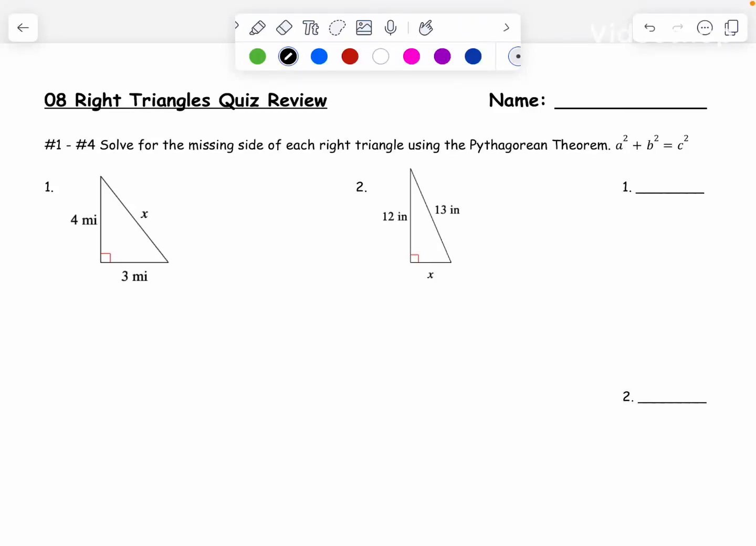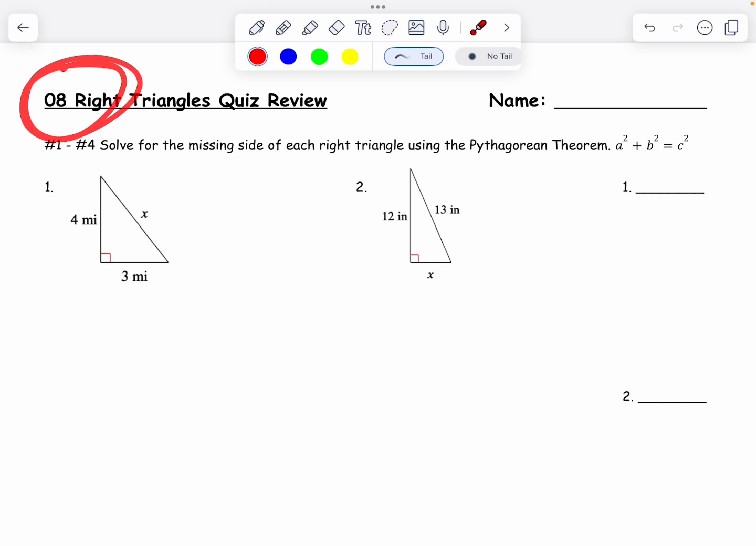All right. Hey, you guys, I am going to do some of the odd problems on this quiz review worksheet so that you can get practice for every single type of problem you're going to see on your quiz for Chapter 8. This is about right triangles. And what I'm going to do for this very first one, it tells me to use Pythagorean theorem.